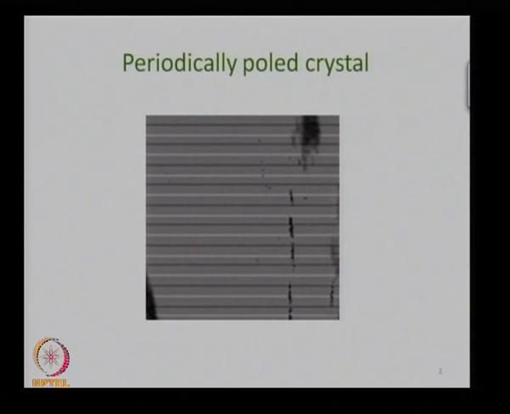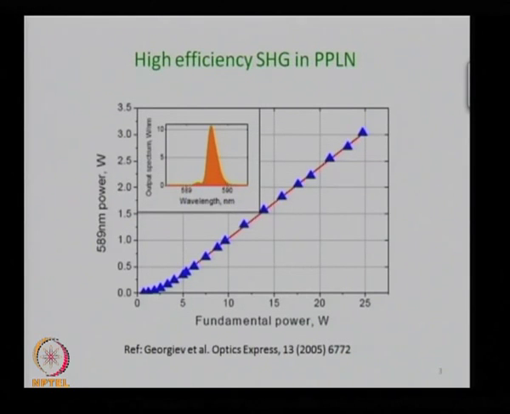So you get a periodic poling, which is possible in lithium niobate by periodically applying electric fields, and so this is now a standard technique which is used to pole crystals of lithium niobate. Let me show you some examples of high efficiency generation using periodically poled substrates. Here is a report from Optics Express, which is a journal published by the Optical Society of America, and you can see here for about 25 watts of fundamental power, you can generate something like 3 watts of second harmonic power.